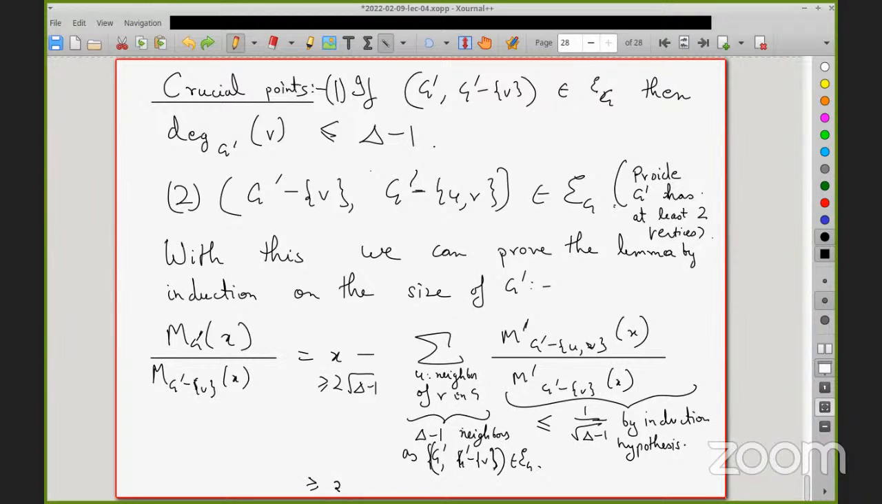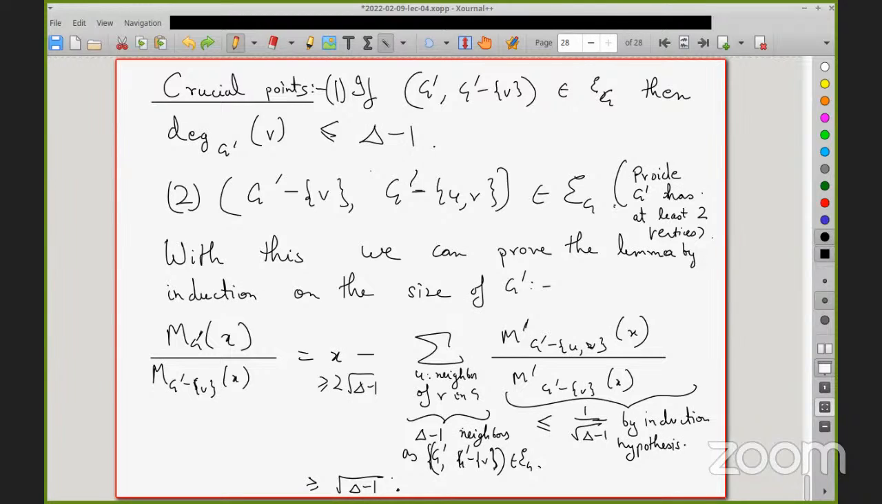Sorry, Piyush, I still am not able to wrap my head around it. No, but the point is, what you showed is that the degree of the vertex V in G prime is less than or equal to delta minus 1, right? But some other vertex may still continue to have degree delta.